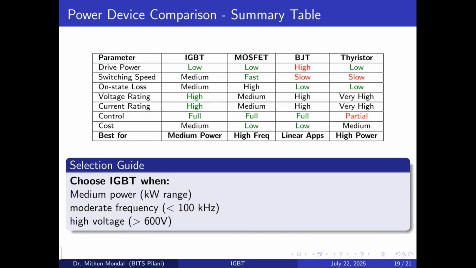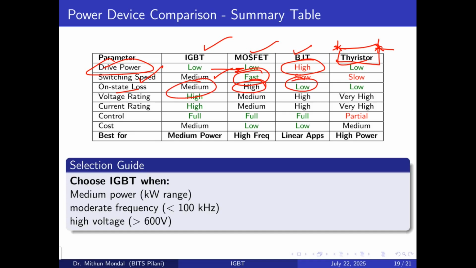Now we will compare all the devices, IGBT, MOSFET and BJT. So this is left to be discussed, the thyristor. In the next lecture, we will discuss this. So if you see the drive power, the highest is basically the BJT, and IGBT and MOSFET are low. Switching speed is fast for MOSFET and medium for IGBT. On-state loss, if you see, then it is high in MOSFET, low in BJT and medium in IGBT. Voltage rating, current rating, if you see, it is high in case of IGBT, which is preferable.